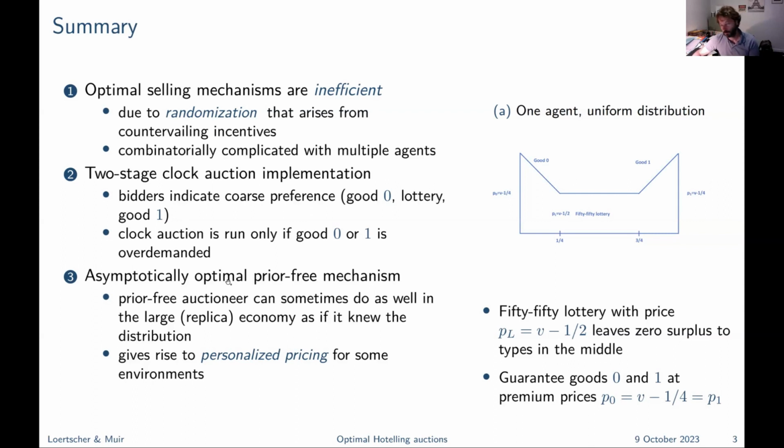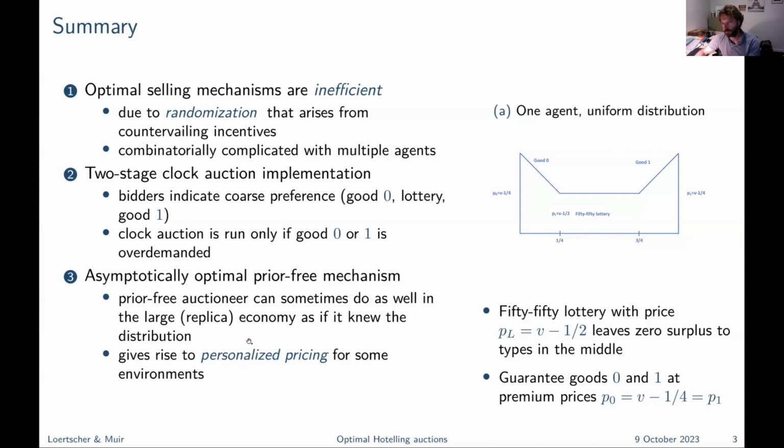And then for some environments, we also show that there are asymptotically optimal prior-free mechanisms that permit clock auction implementation, whereby asymptotically optimal prior-free, we mean that if you look at replica economies, you replicate the number of goods 0, the number of goods 1, and the number of agents that are there.